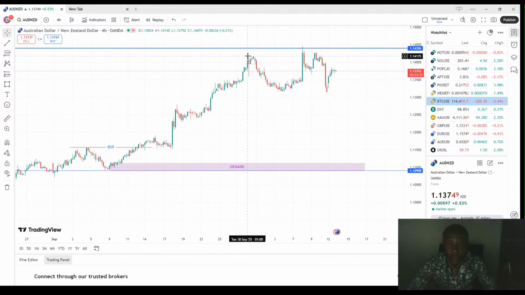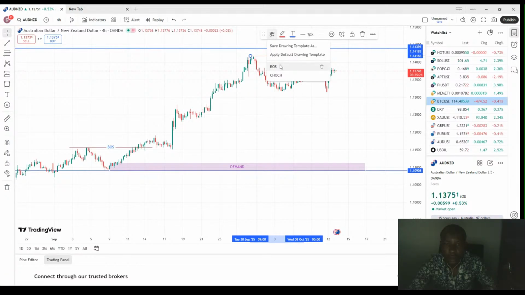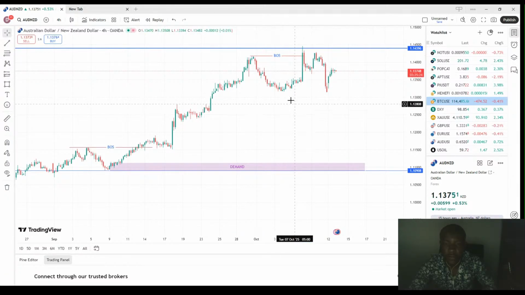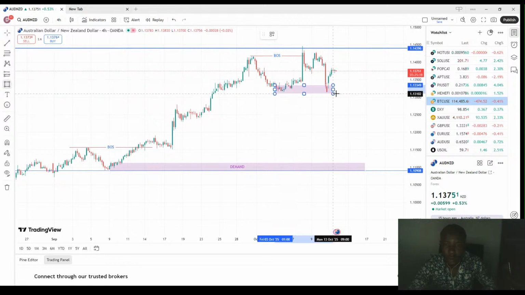So now we have a break of structure. Okay, we have a break of structure on the 4 hours here. So this is break of structure on the 4 hours. So despite that demand we have here, we now have this support level here, which is where it touched.